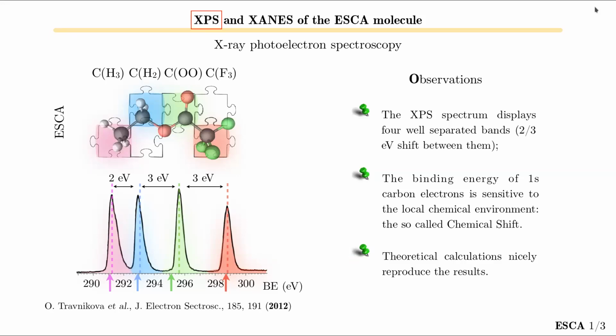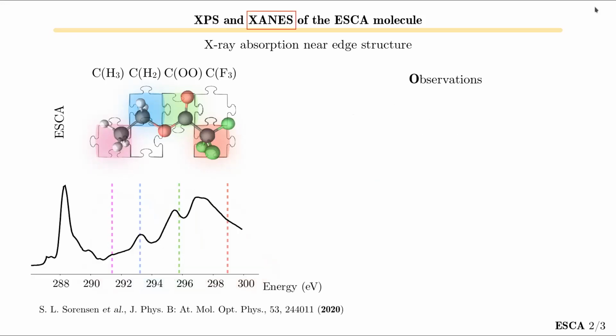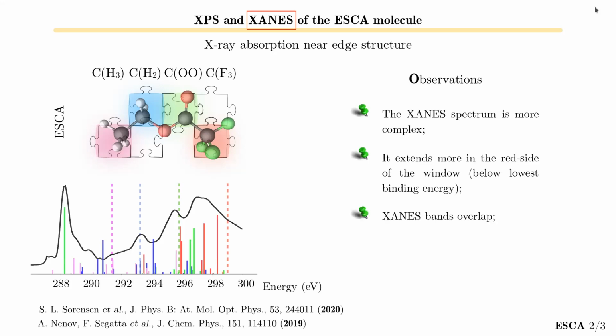And if we go to linear absorption, instead of XANES, it is interesting because the spectrum becomes much more complex. So it's much more complex, and it extends.